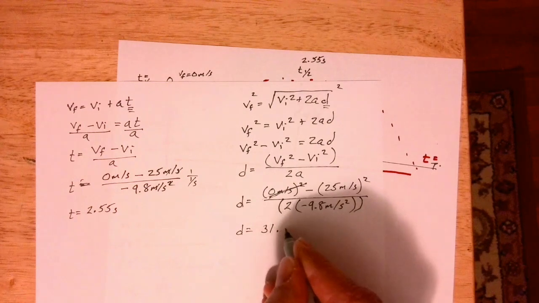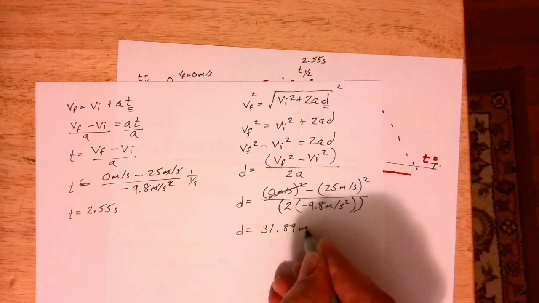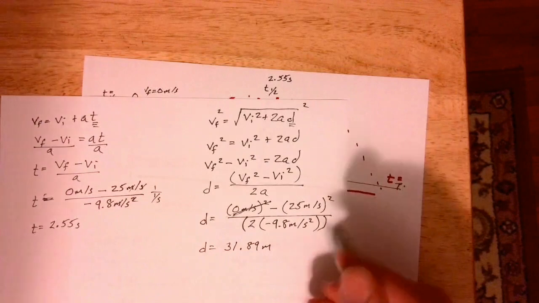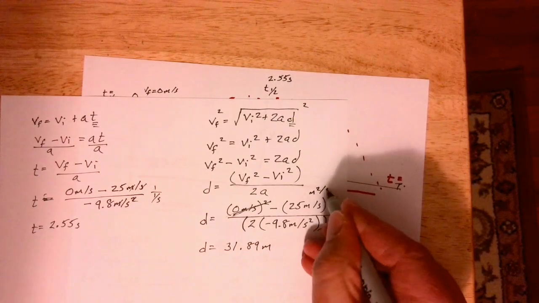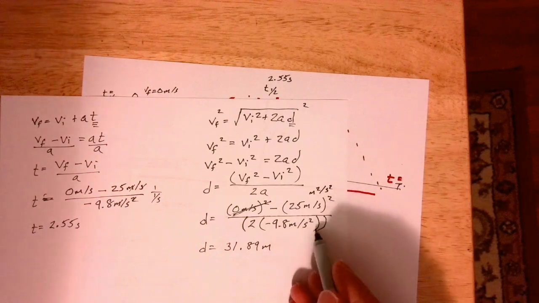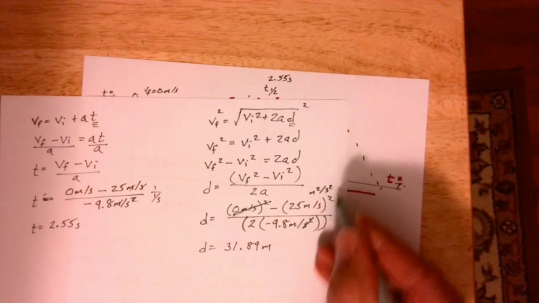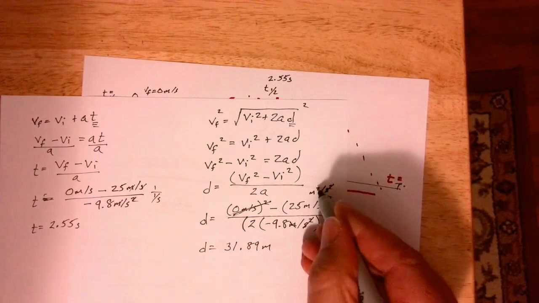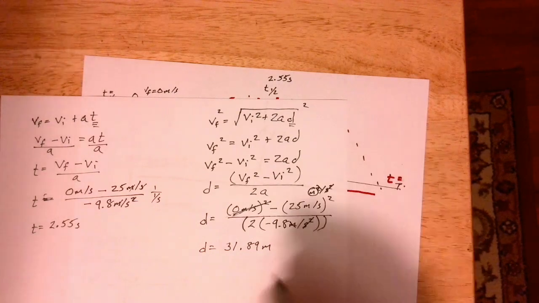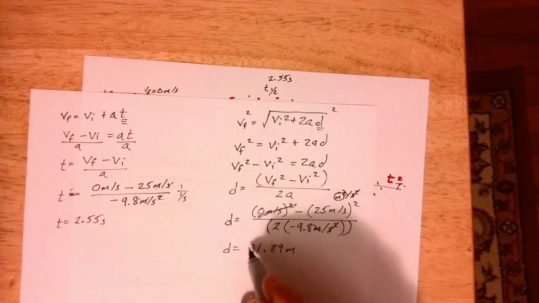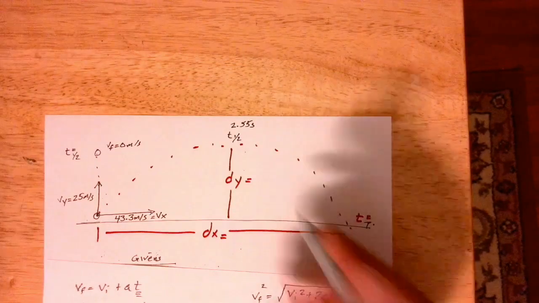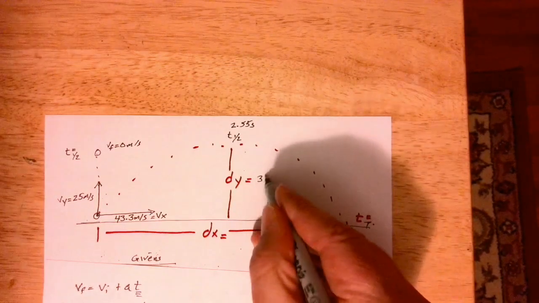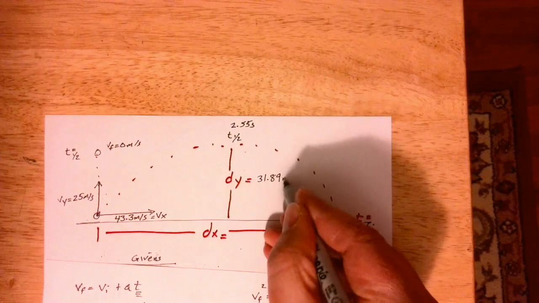about 31.89 meters. Okay, so the units over here becomes meters squared per second squared. The units down here are meters per second squared. So second squares will cancel out, and one of the meters will cancel out, leaves you with the unit of meters, which is what we have down here. So it will reach a height of 31.89 meters.